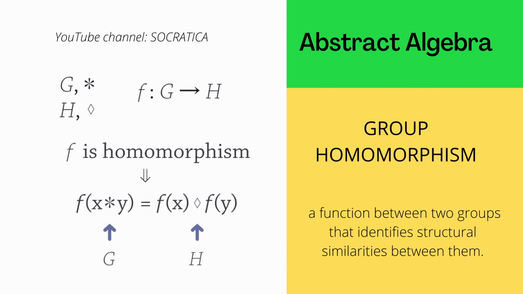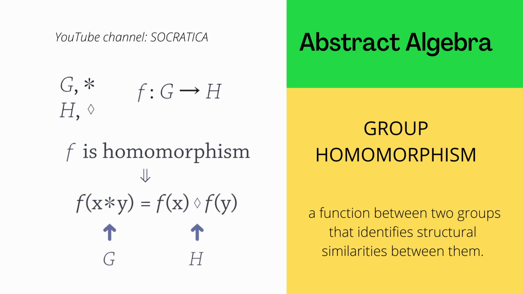The group homomorphism, you will encounter this a lot. A group homomorphism is a function between two groups that identifies structural similarities between them. This is really important for you to know if two groups are structurally similar or not. And of course, there is a mathematical definition.